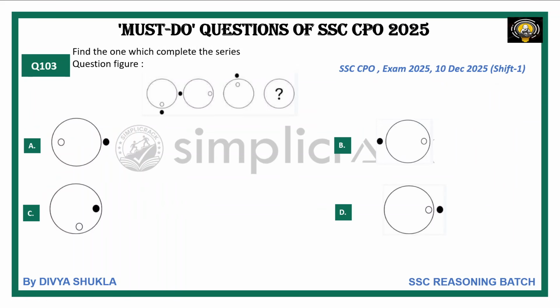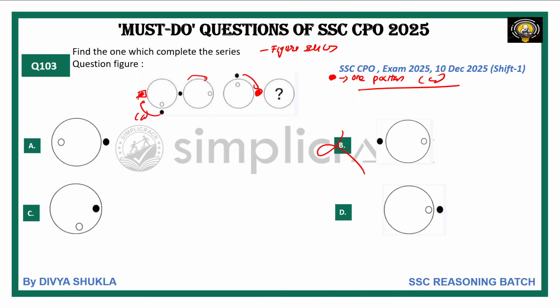Let's see question number 103. This is a question of figure series. Understand this shaded dot. This is moved one place in the clockwise direction. Then it moved again one place in the clockwise direction. That means this shaded part moves one position clockwise each time. That means if it was present here, it would move one position to this place. That means you should be having it like this.